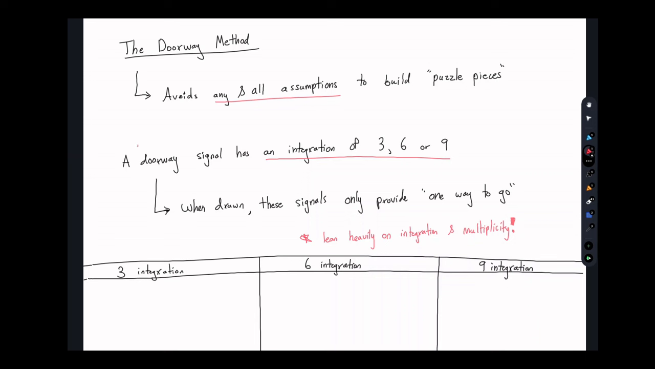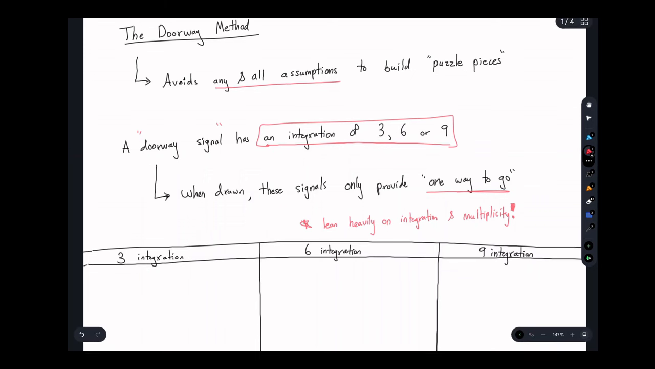So a doorway signal, this doorway method, means that you're going to start by only looking at signals that have an integration of 3, 6, or 9, right? Multiples of 3. The reason for that is that when you draw these out, these signals will only provide one direction to go, which is a little weird. Let's talk about it.